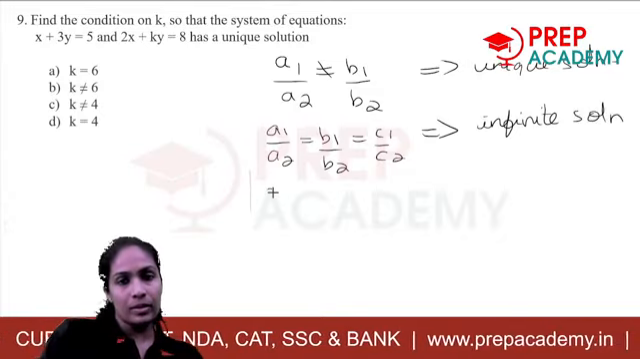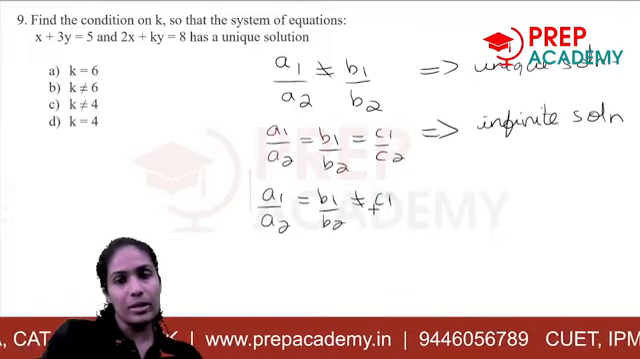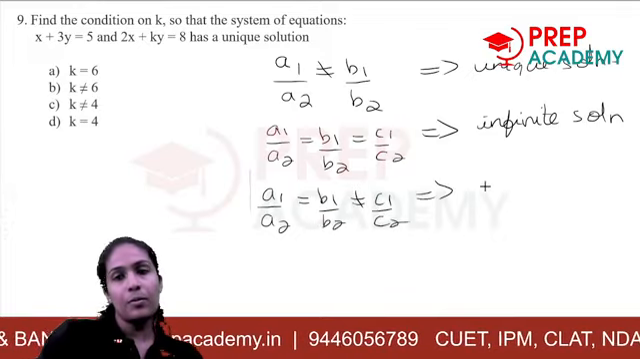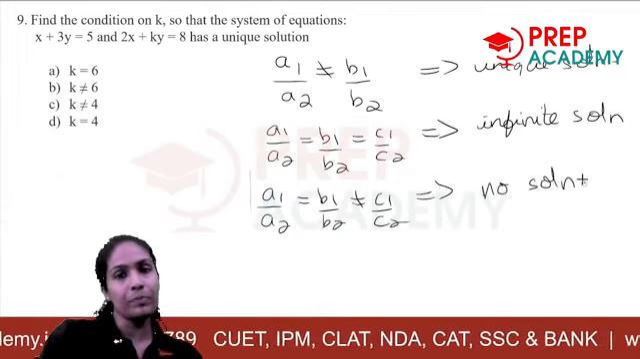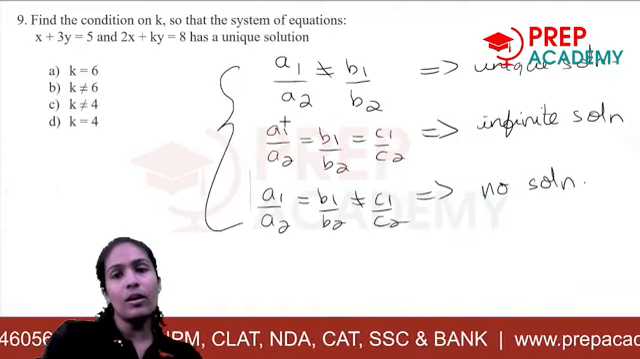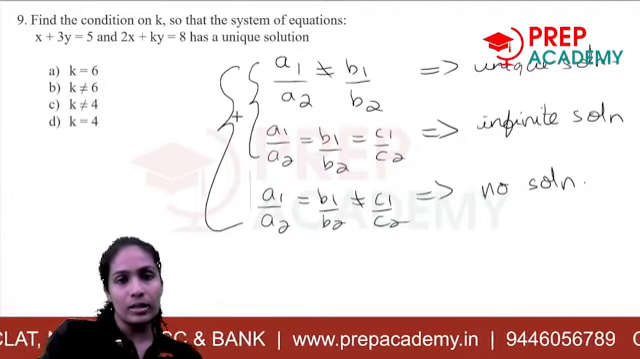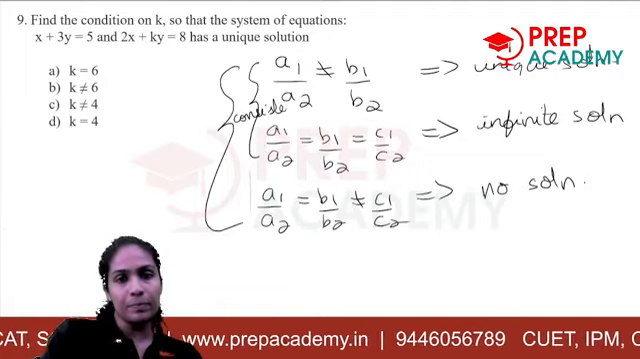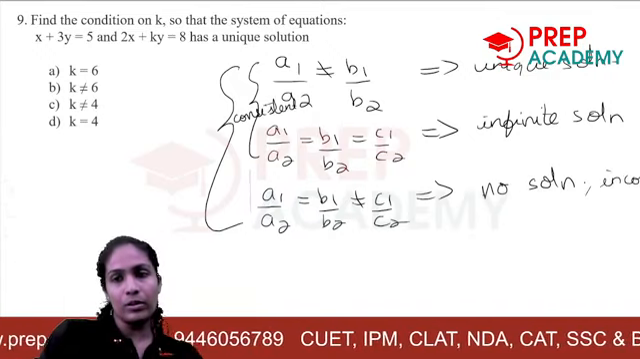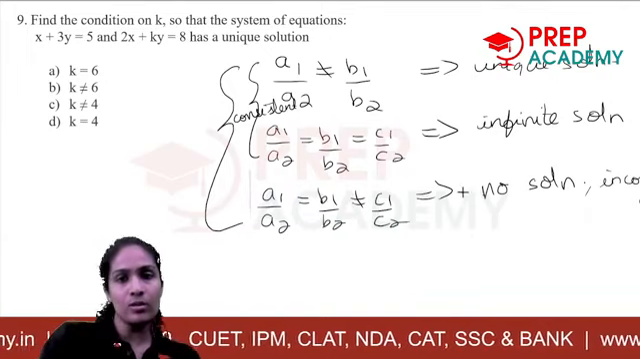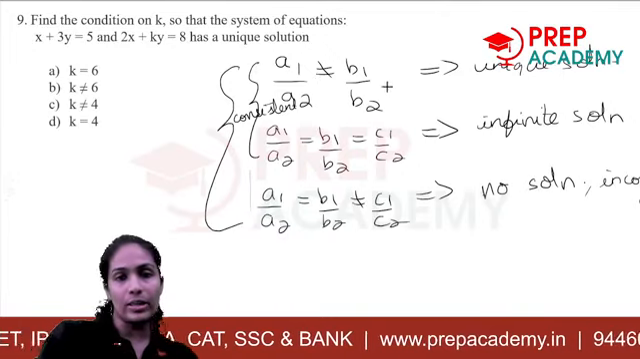And if a1 by a2 equal to b1 by b2 not equal to c1 by c2, then the equations will not possess any solution, that is no solution. So these are the conditions of solutions of equations. Unique solution and infinite solutions are termed as consistent, and the no solution situation is termed as inconsistent. So even if you are asked to check the consistency of two equations, use the same method: take the ratios of the coefficients of x, y, and the constants.